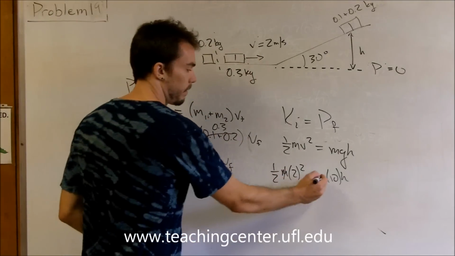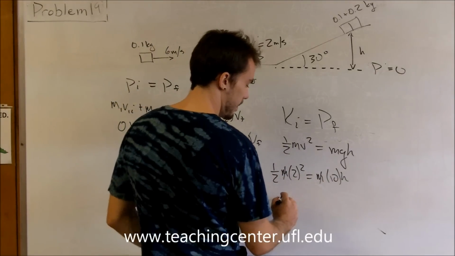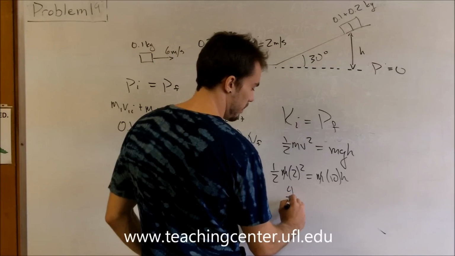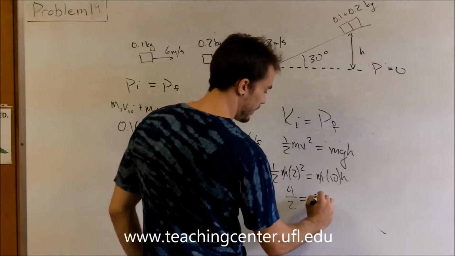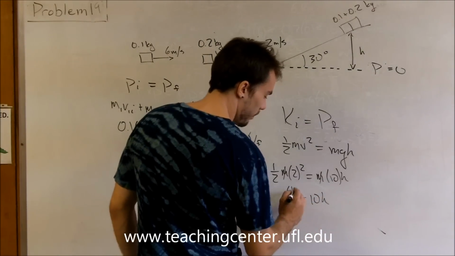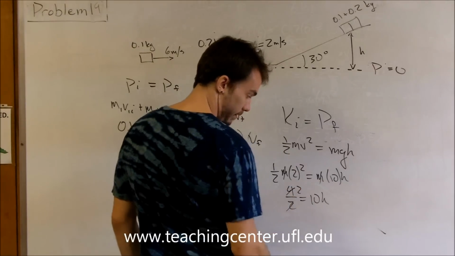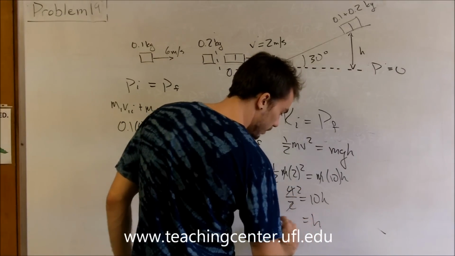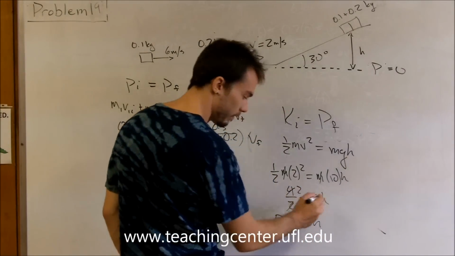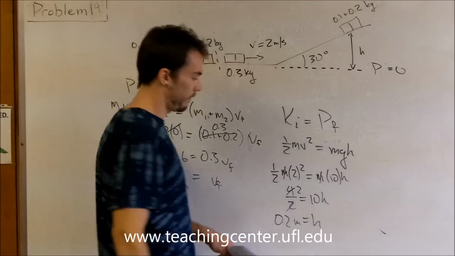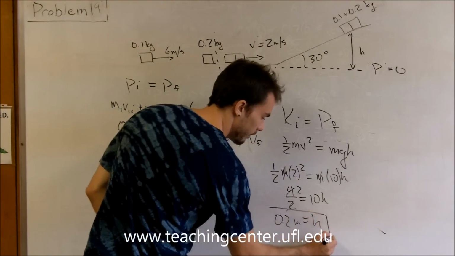So, we can cancel our masses. And we can say that basically 4 over 2 is going to be equal to 10h. 4 over 2 becomes 2 over 1, and our height is going to be equal to 0.2, 2 over 10 meters. Now this is going to be our answer.